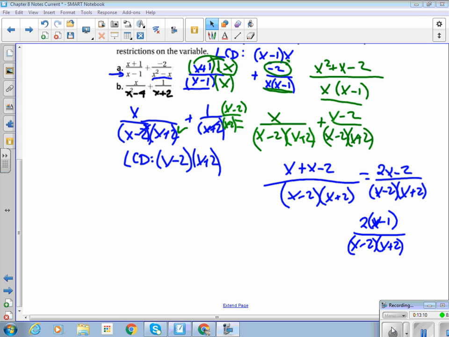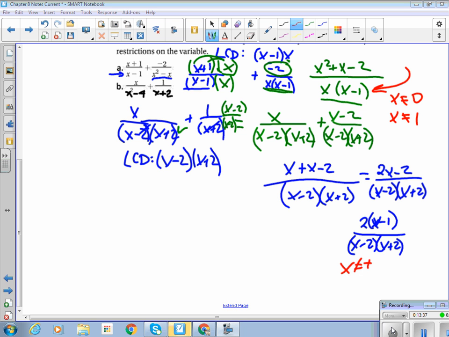Don't forget about the part where it says name any restrictions on the variables. So if we look at our first problem, which was here, x cannot equal 0 and it cannot equal 1, because that will make the denominator 0. Same here, x cannot equal positive or negative 2.